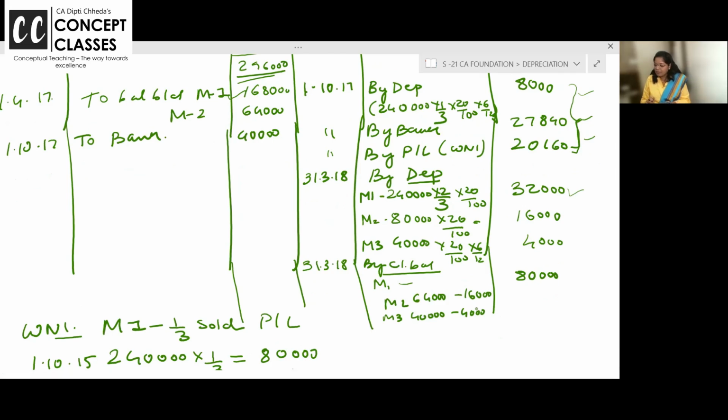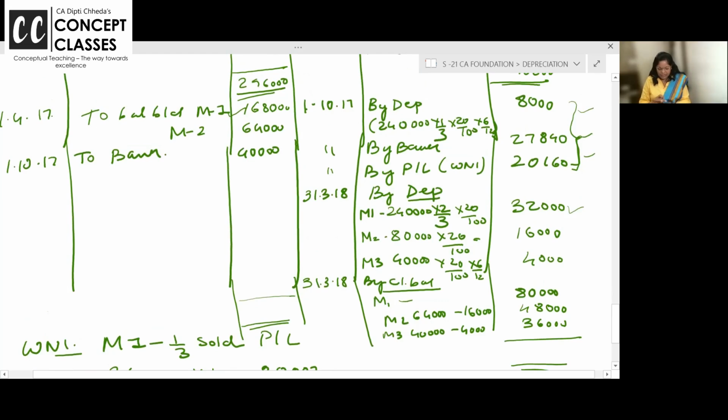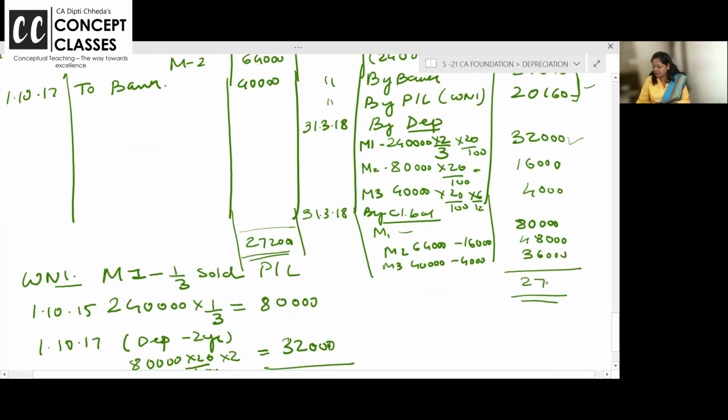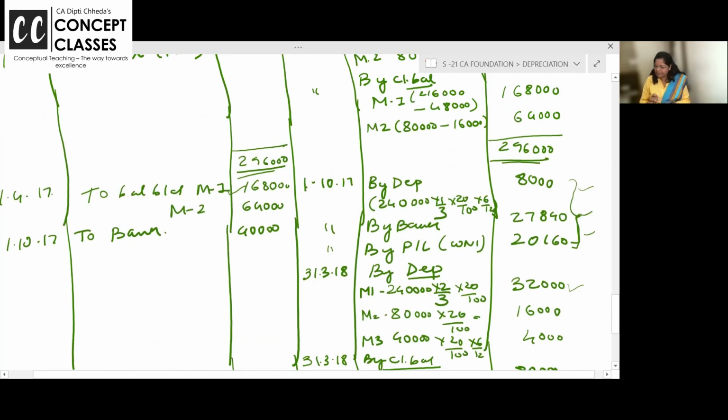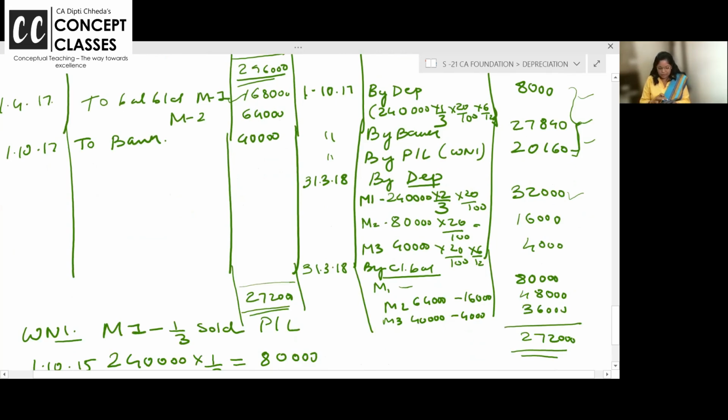64,000 minus 16,000. 48,000. 40,000 minus 4,000. 36,000. See, I am again repeating. If you are rushing and you're not having time, you can get the closing balance directly. But still, the good part is if you can take like this, do the double totals and tally whether it is coming or not. 168 plus 64 plus 40,000. 2,72,000. Minus 8,000 minus 27,840 minus 20,160 minus 32,000 minus 20,000 minus 80,000 minus 48,000. You get it correct. It came.